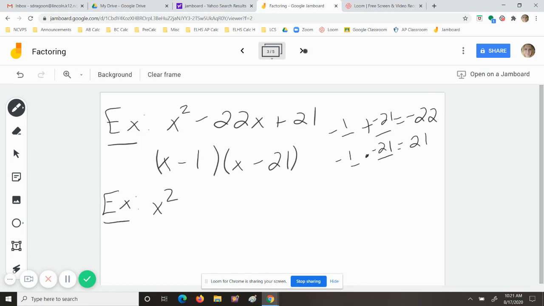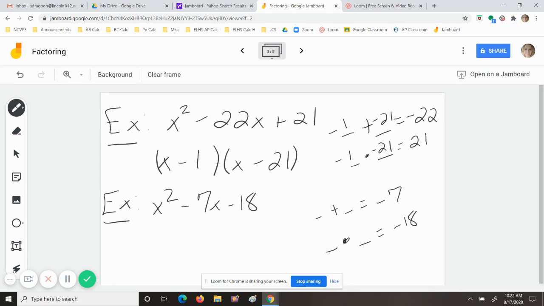This time, we're going to have two negative terms. Let's say we have x squared minus 7x minus 18. Okay, we want to do the same process. We need two numbers that add together to equal the number with the x, which is negative 7. And the same two numbers need to multiply together to equal negative 18. So the big thing here, notice we're multiplying to equal negative 18. That means one of our numbers has to be positive and one of our numbers has to be negative.